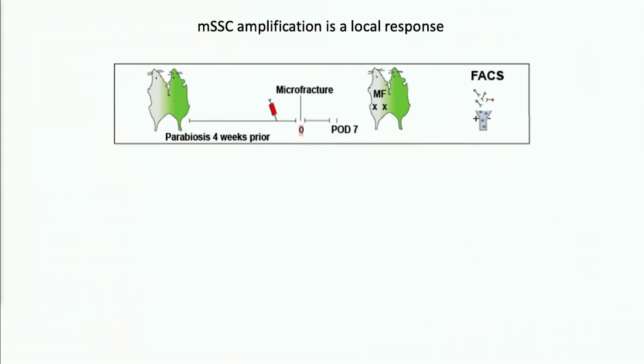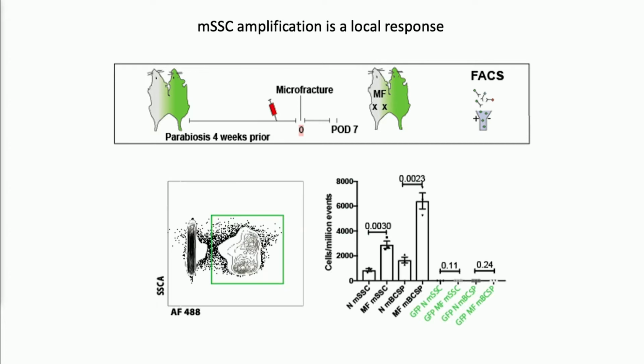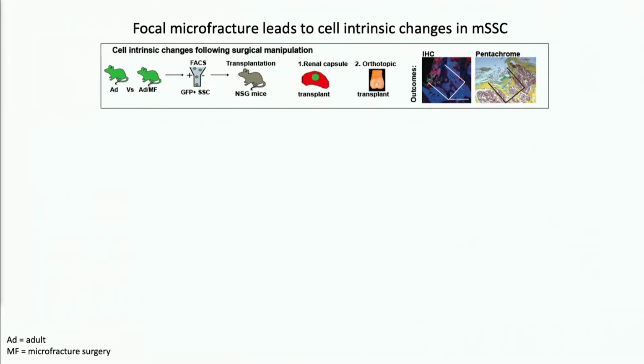And we wondered whether this was a local SSC response or it was circulating SSCs being called to the site. So we used a parabiosis model and we performed microfracture surgery on the non-GFP mouse. And we found that there was no GFP positive SSCs or BCSPs at this site. So we gathered from this that it was a local response rather than circulating cells. So then we wondered if this microfracture surgery was causing intrinsic changes to SSCs. So we used transplantation surgeries to identify this.